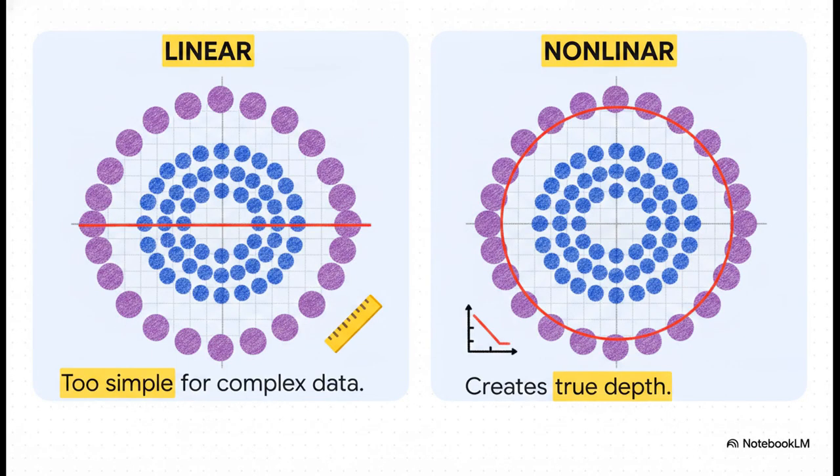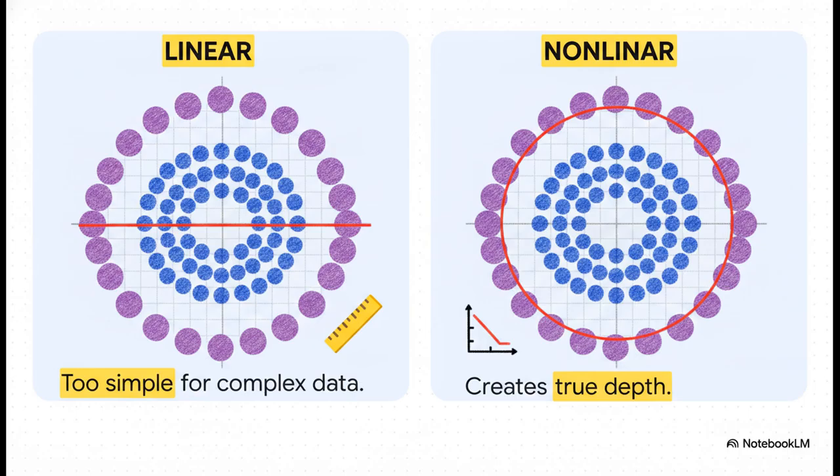Now, here is the absolute crucial difference to understand. Linear versus nonlinear learning. Affine linear functions alone are incredibly fast, but they're just too simple. If you only use linear functions, your network is kind of stuck. For instance, it couldn't separate data points inside a circle from points outside of it. It just draws straight lines.